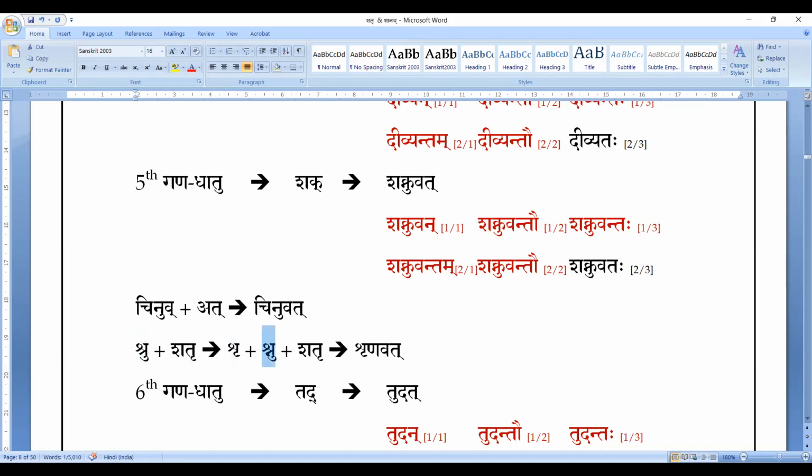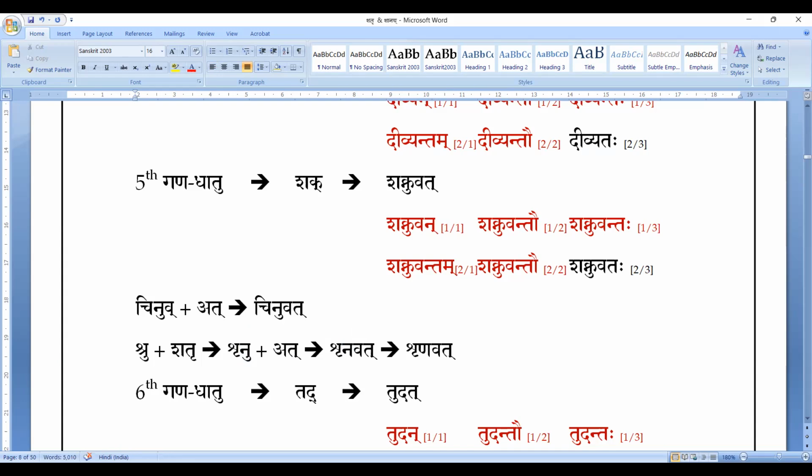Now, Shnu is Sarvadhatuka Apit, Angakarya is not possible. Therefore, Shru plus Shnu, Shrunut. Shrunut plus at. Again, this is also Sarvadhatuka Pit, so Angakarya is possible? No, it will not become no. Therefore, Shrinu, which I told you is replaced by Uv when followed by Ajadi Bhakti Pratyaya. Therefore, you have Shrinavat, then Natvam, you get Shrinavat. This is the rupa.